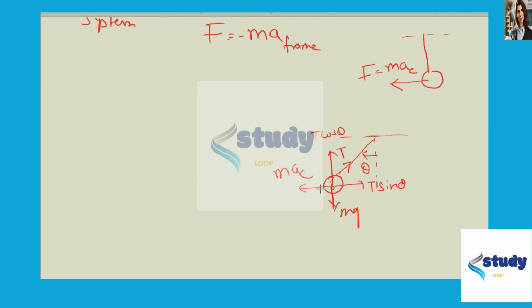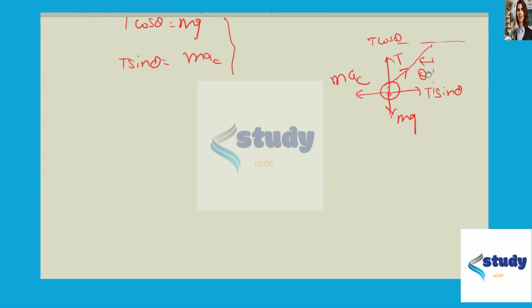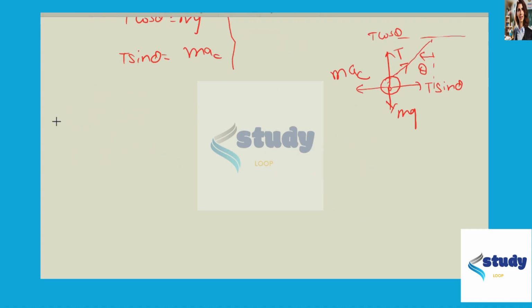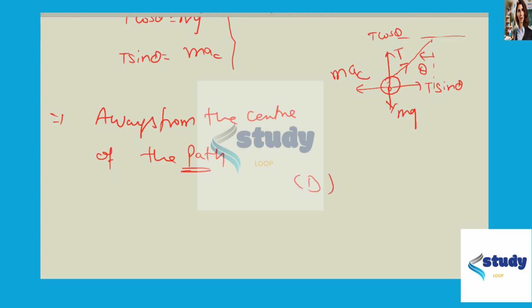Now the pendulum is in equilibrium, so we can say that T cos theta is equal to mg, and T sin theta balances this centrifugal or pseudo force, that is m a_c. So we can say that due to this pseudo force, the pendulum inclines away from the center of the path, and this is our answer for this given question. So option D is the correct choice.